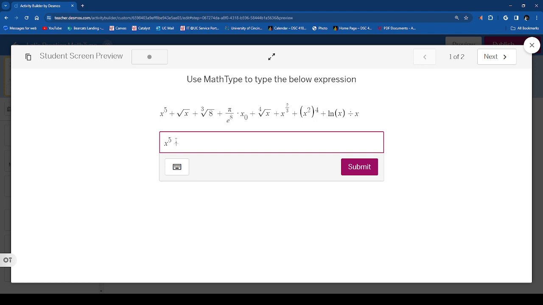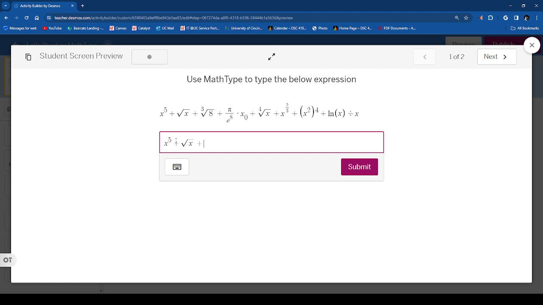Plus, and now here we go with the second term, it's the square root of x. To initiate the square root, it's SQRT. When we do SQRT, it initiates that square root. So there it is, square root of x, and then you've got to get out of the square root. So again, you right arrow key out. This idea of right arrow key out is something that comes up over and over again.